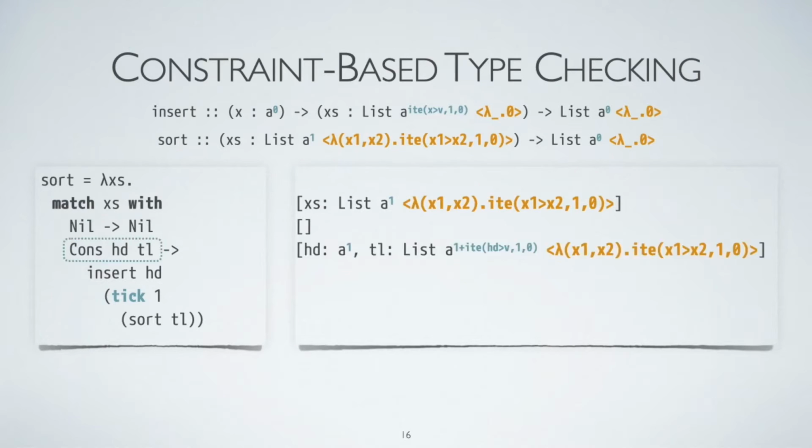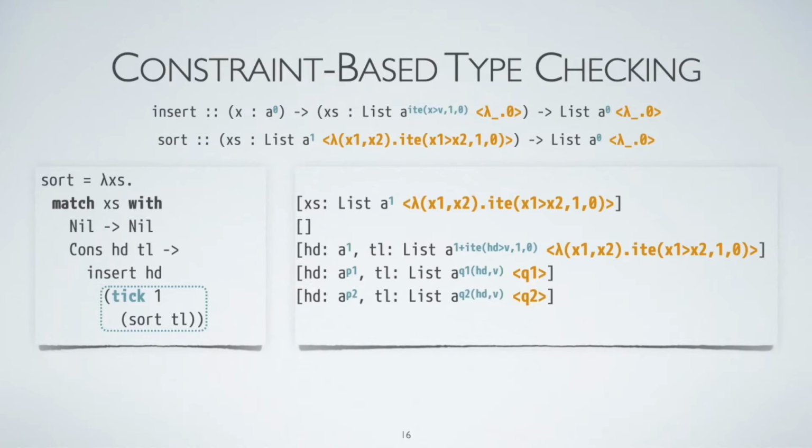At this point, we need to split the potential in the context into two parts, and each part is used to pay for the cost of one function call. In the top-down phase, we don't really know how to split the potential, so we create symbolic potential annotations and generate constraints among the symbols.